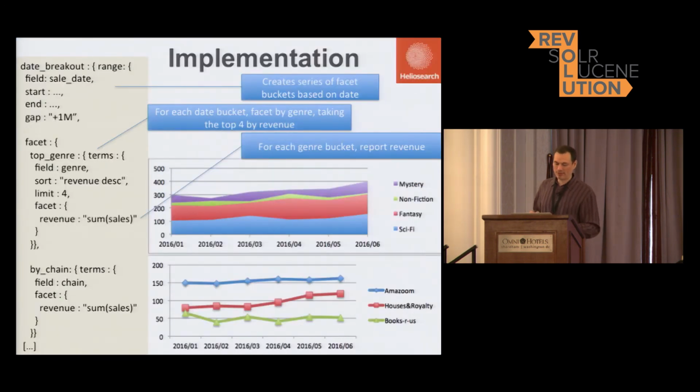So this is how we'd go about implementing this with the new Facet API. We'd start off with breaking things out by date with a range facet. You specify the field, and you specify the start, the end, whatever you want, and then the gap of +1 month. Actually, I think that should read +1 month spelled out, not +1M.